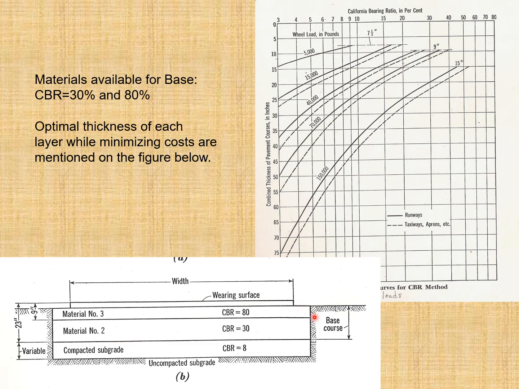So look at this cross section. This is the subgrade. The total thickness of the pavement is 23 inches. Out of 23, 3 inches is the wearing surface. The top 6 inches of base has a CBR value of 80%, and beneath that we are providing this material with a CBR value equal to 30%. This one has a thickness of 14 inches. So 14 inches plus 9, you have the total thickness equal to 23 inches.